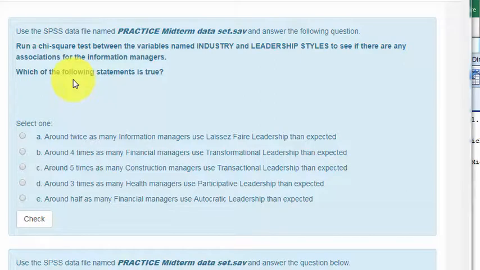We're going to run a chi-squared test to see if there's any significant association or trend or relation between the levels of industry and the levels of leadership styles, okay? So let's go ahead and run that first, and we'll look at each one of these options and see which one is correct. Open up your data.